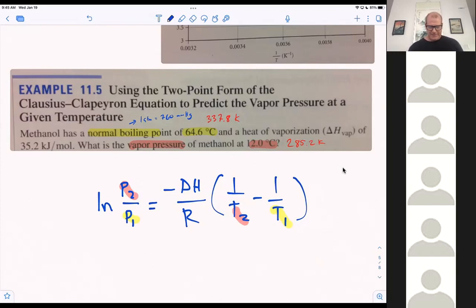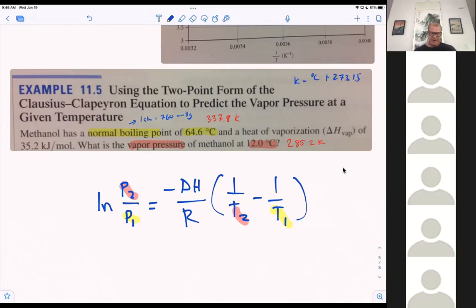So that's our normal boiling point, and it's given to us in Celsius. And if you remember, the model is in Kelvin. So that's one thing about a semi-empirical model. You have to use the same conditions. You can't change the units. You have to stick with the units. So inverse Celsius won't work. You have to use inverse Kelvin. So 64.6 degrees Celsius is 337.8 Kelvin, because Kelvin is degrees Celsius plus 273.15. That's the equation. So you have to remember to look that up.